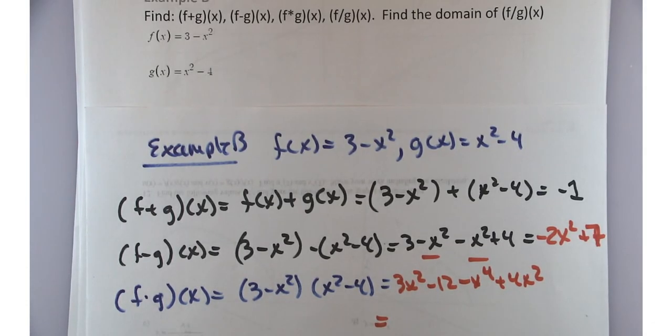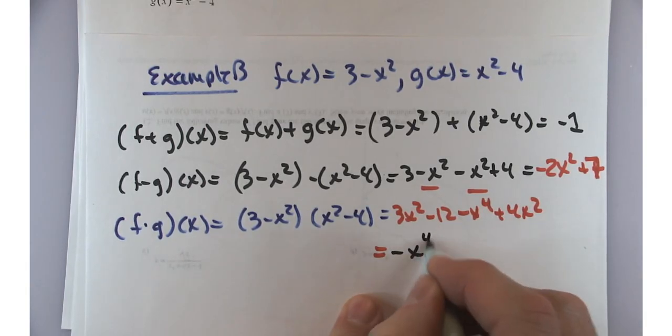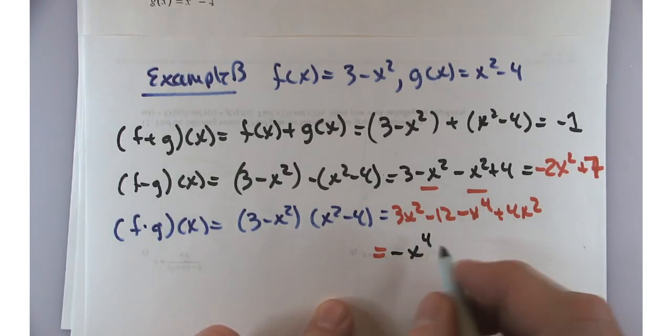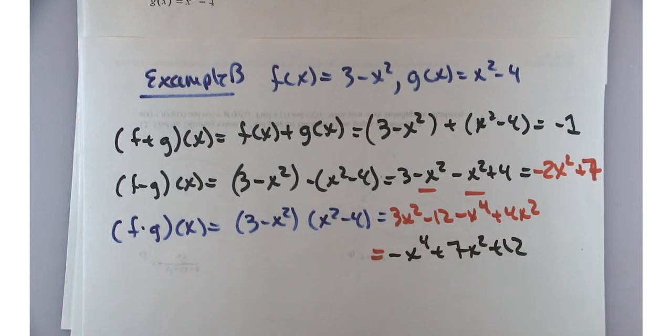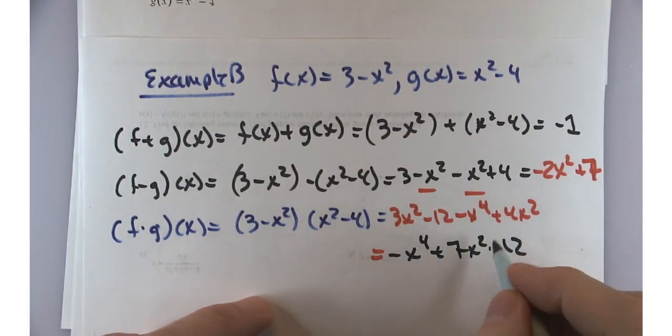I do want to clean this one up a little bit, especially because there's like terms. I do suggest that you write this in descending order. That is, the largest monomial term first. That's a minus x to the 4th. And then in the middle, 7x squared plus 12. Nice. Minus 12. Is that minus 12? Yeah, minus 12. I did it again. Man, I'm glad I'm not testing myself today. All right, minus 12. Nice.